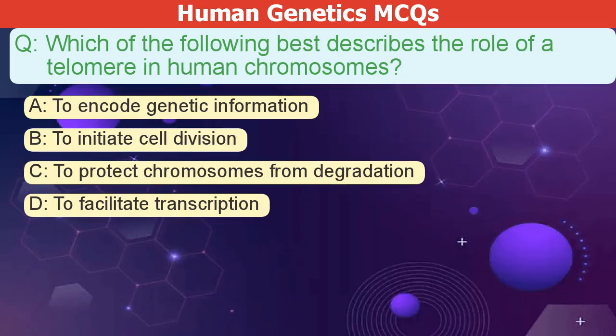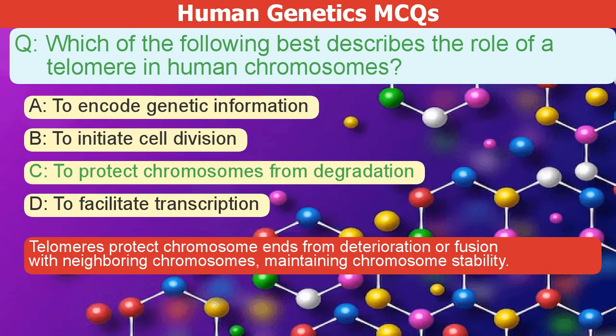Which of the following best describes the role of a telomere in human chromosomes? A. To encode genetic information. B. To initiate cell division. C. To protect chromosomes from degradation. D. To facilitate transcription. The correct answer is C. Telomeres protect chromosome ends from deterioration or fusion with neighboring chromosomes, maintaining chromosome stability.